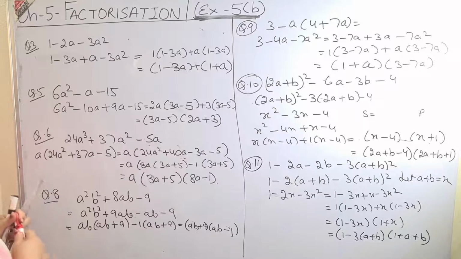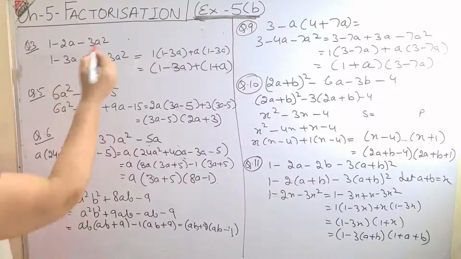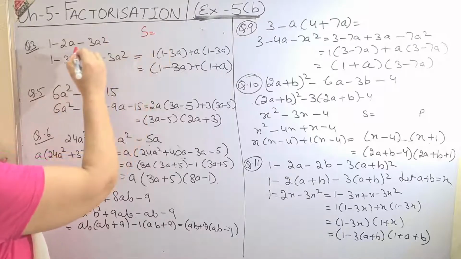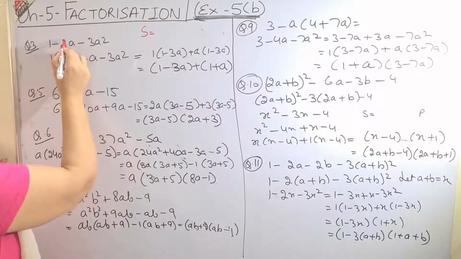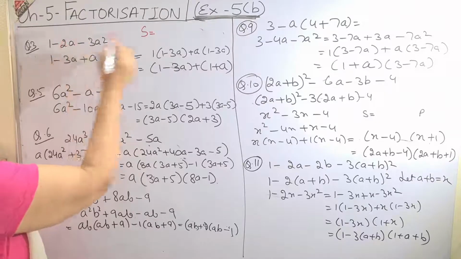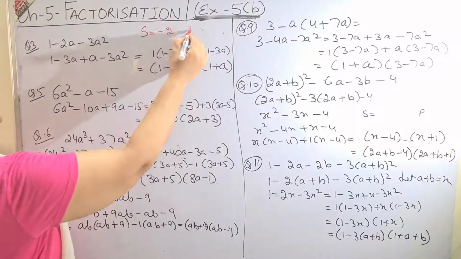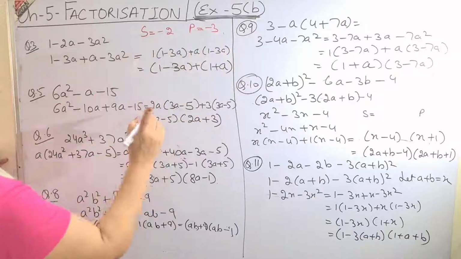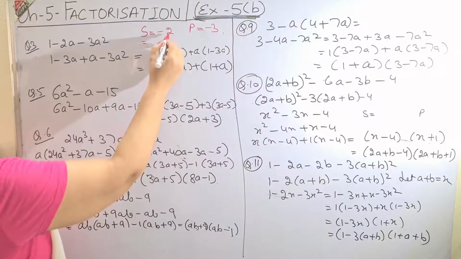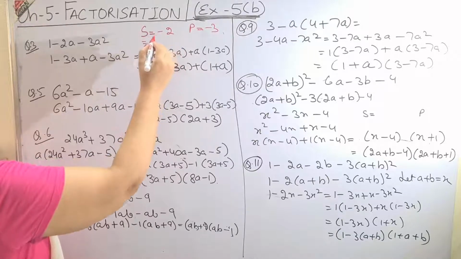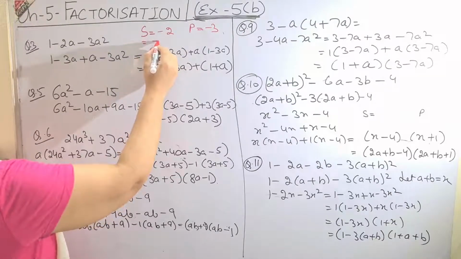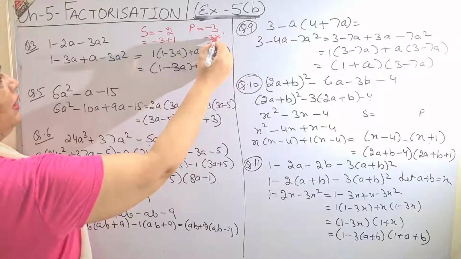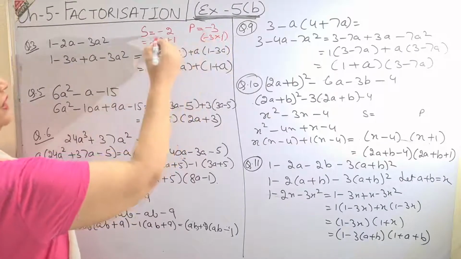Start with question number 3: 1 minus 2a minus 3a square. So, you know what to do. Please mention the sum and product at the side. Sum is the middle number. See the sign, so minus 2. And product is the last number. See the sign, minus 3. So I need two numbers whose sum is minus 2 and whose product is minus 3. So if I take minus 3 plus 1 and minus 3 into 1, I fulfill the conditions.